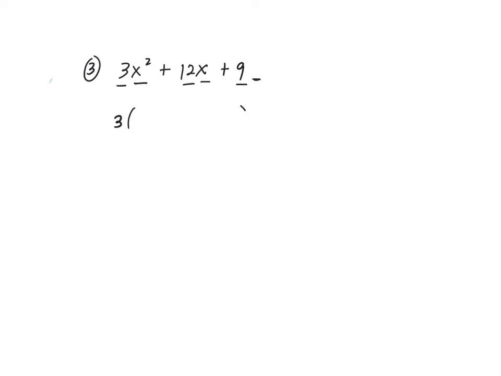So we now divide 3x squared by 3. The answer is x squared. 12x by 3 is 4x, and we will have a plus here. 9 by 3, I'm sorry, is 3, also a plus. The next step is to look at, so 3 here we can't do anything about it anymore, but x squared plus 4x plus 3.